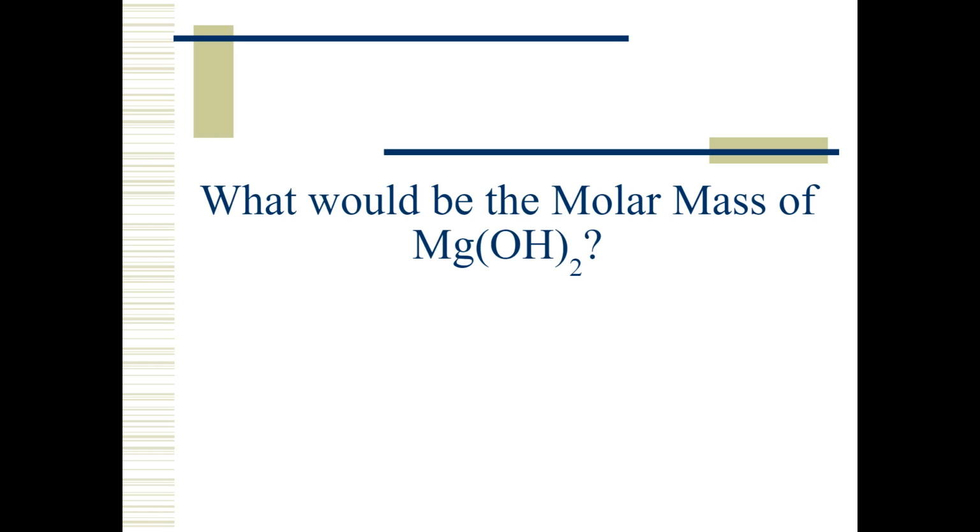So we would take 24.305 for the magnesium plus 2 times the atomic mass of oxygen, which is 15.999, plus 2 times the atomic mass of hydrogen, which is like 1.008, and add them together. And you should get 58.319 grams per mole.